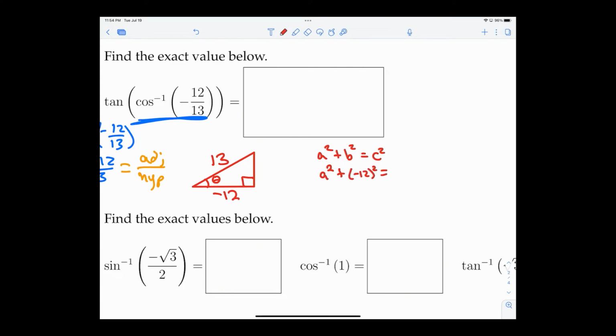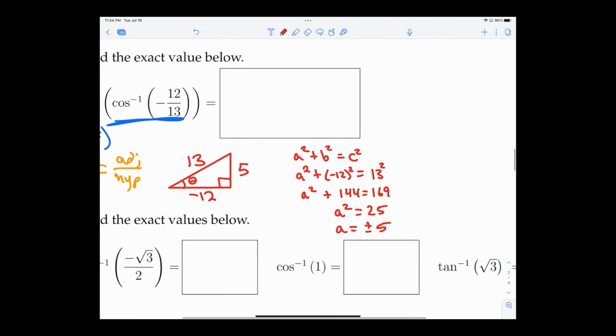So you fill in the numbers. So this is a squared plus 144 equals 169. You move the 144 over and you have a squared equals 25, I'm pretty sure. And then you have a equals plus or minus 5. Okay? So that tells you that this side is either a 5 or a minus 5.